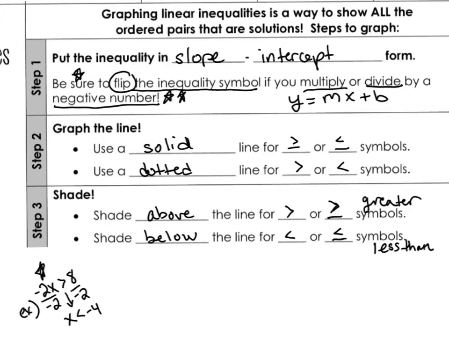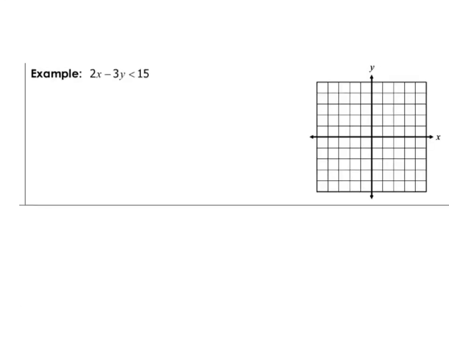Okay, so above for greater, below for less than. And then if it has the equal sign, we use solid. And if it doesn't, then we use dotted. So, right, let's start to look at an example.